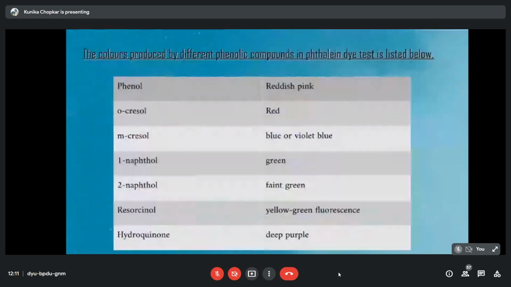The colors produced by different phenolic compounds in the phthalein dye test are listed below. Phenol gives reddish pink. Orthocresol gives red. Metacresol gives blue or violet blue. 1-naphthol green. 2-naphthol gives faint green. Resorcinol gives yellow-green fluorescence. Hydroquinone deep purple.